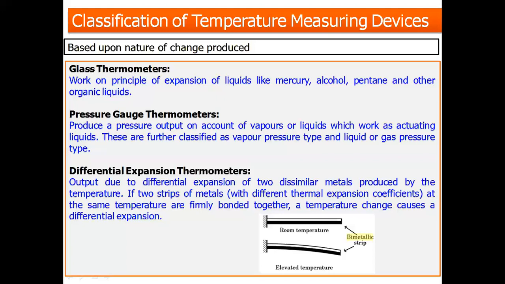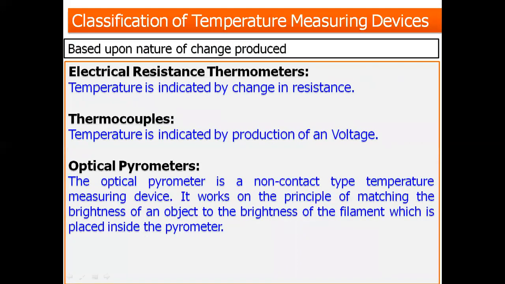So in this case, the output is due to differential expansion of two dissimilar metals produced by the temperature. If two strips of metals with different thermal expansion coefficients at the same temperature are bonded together, a temperature change can cause a differential expansion. Differential expansion means not equal. The expansion that is taking place in the two metallic strips is not equal. One strip expands more than the other. That results in a change of shape.